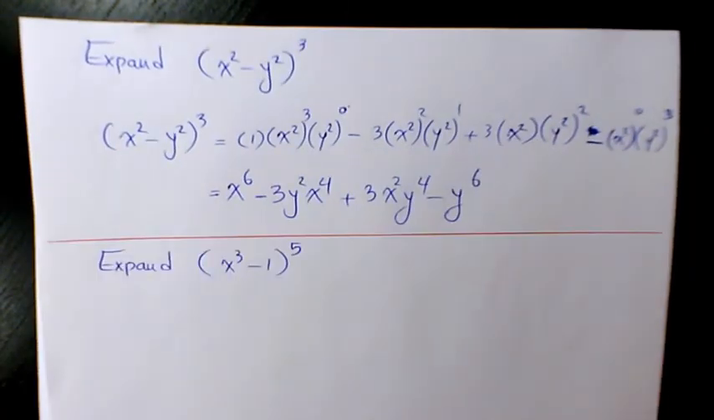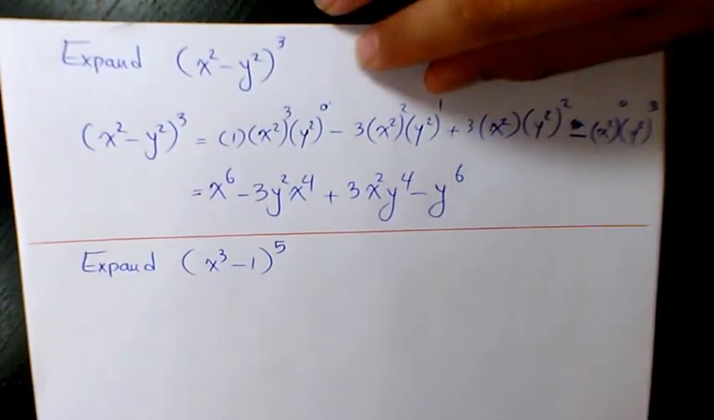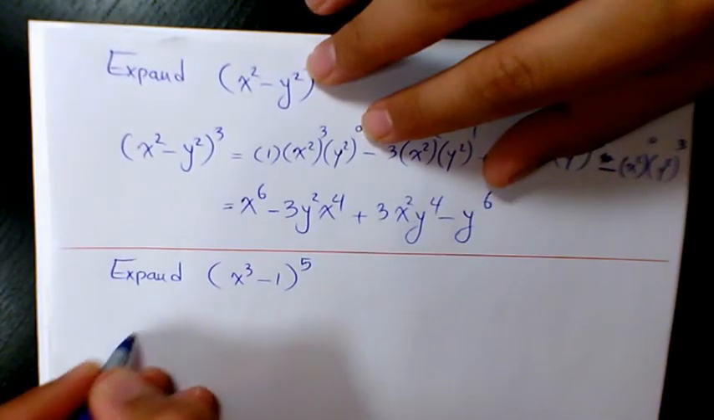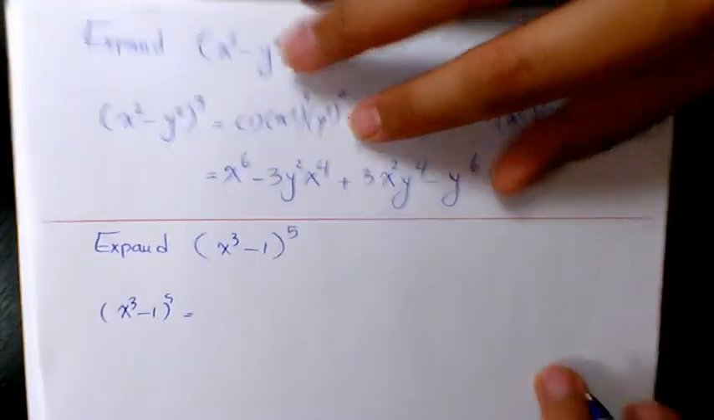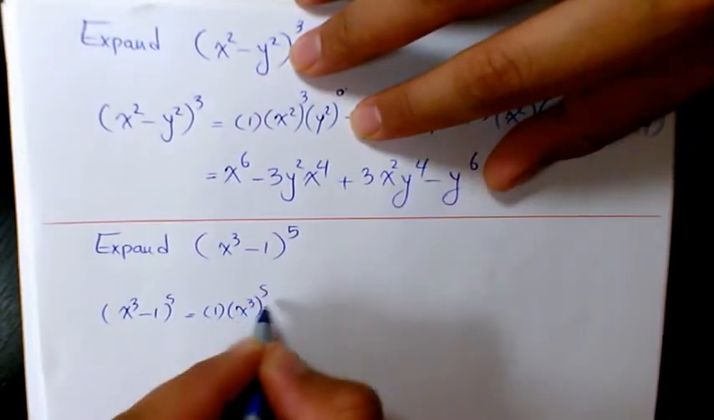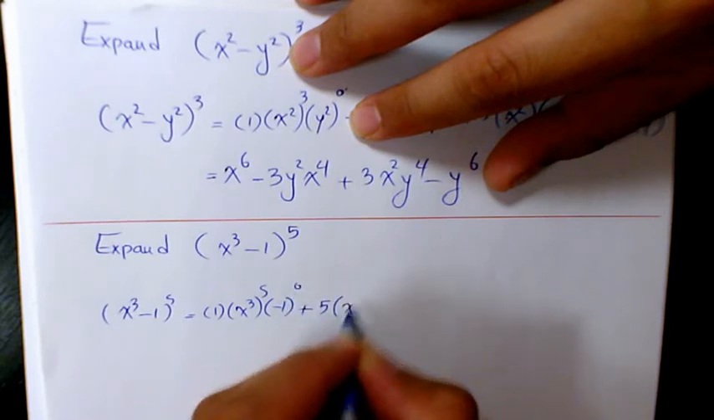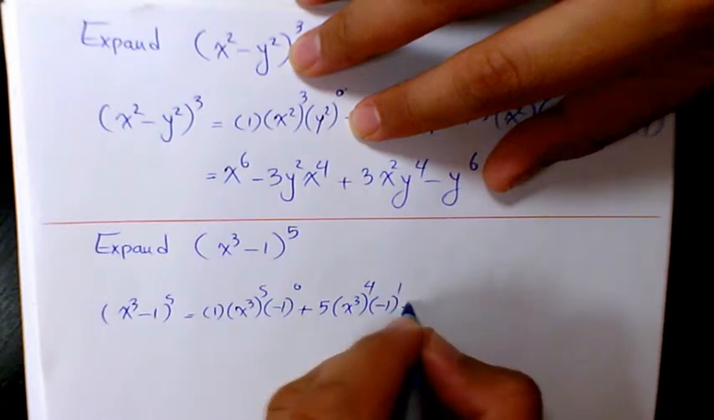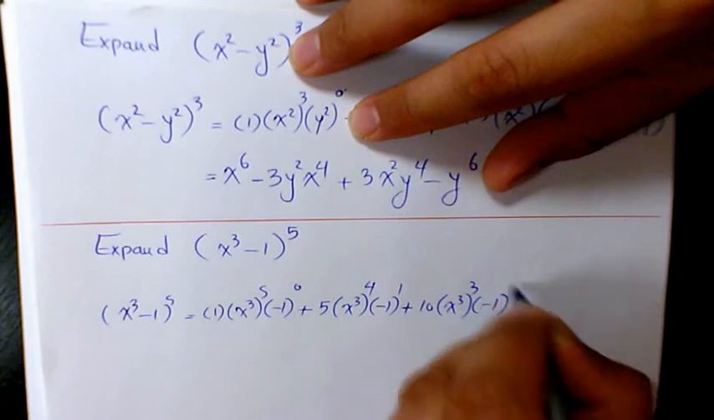Next example is expand x cubed minus 1 to the power of 5. So the coefficients are supposed to be 1, 5, 10, 10, 5, 1. So x cubed minus 1 to the power of 5 is going to be 1 times x to the power of 3 to the power of 5 negative 1 to the power of 0, plus 5 x cubed to the power of 4 negative 1 to the power of 1, plus 10 x cubed to the power of 3 negative 1 to the power of 2.